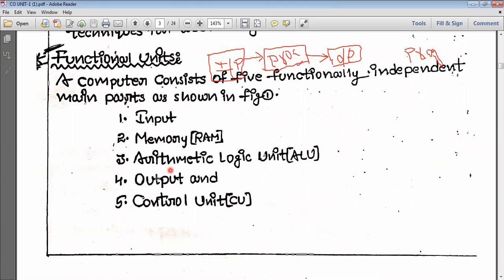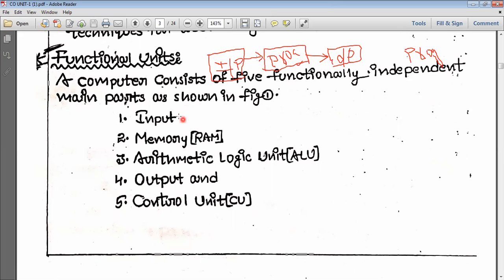Next, output unit. Output unit means in the ALU, after executing whatever operations we require, we are getting the result. So that result will be transferred to the output unit. Next, control unit. What is the purpose of control unit here? Control unit means whatever operations we are doing, either read operation or write operation is done.